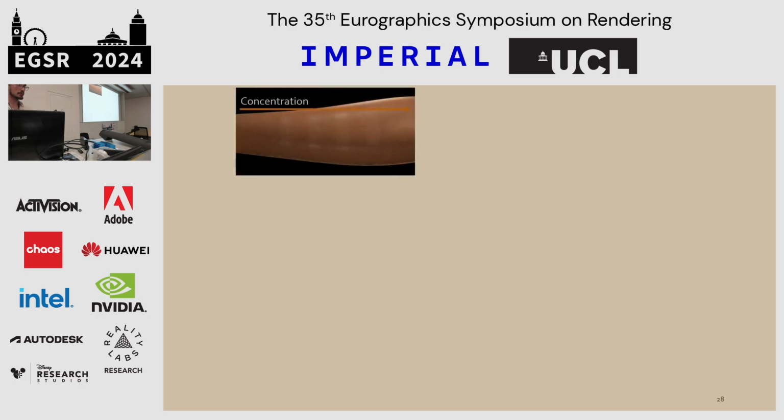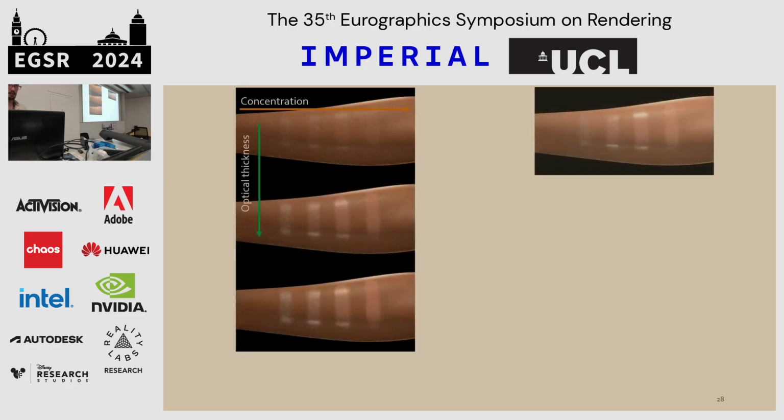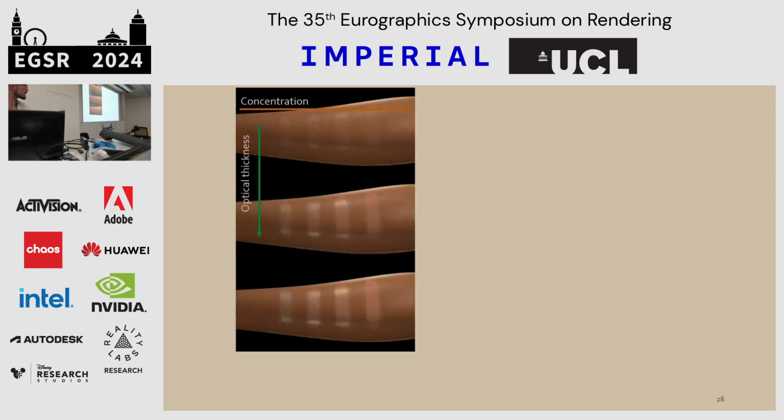We also explore how the parameters affect the final appearance. On the horizontal axis here, we change the concentration of diffusers, and on the vertical axis, we increase the optical thickness. And as you can see here, as we increase the optical thickness, we actually have brighter highlights. And again, this is something that we aim for.